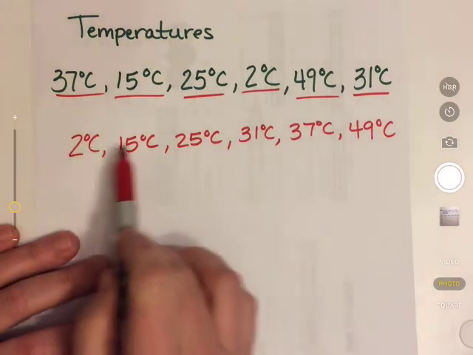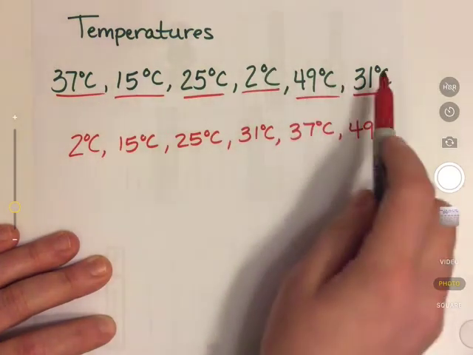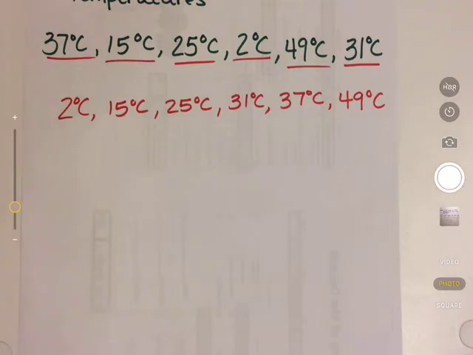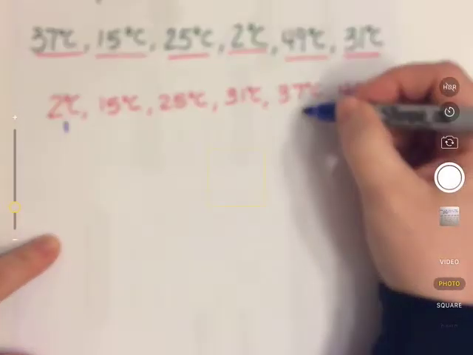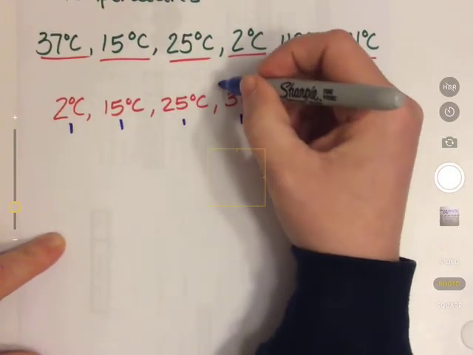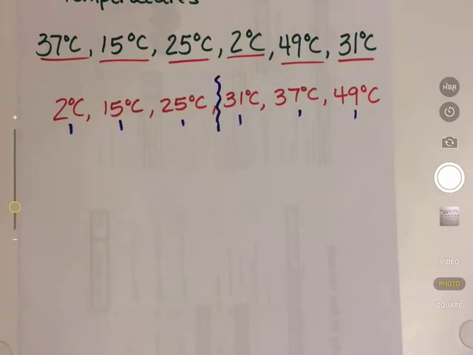I double check: 1, 2, 3, 4, 5, 6. 1, 2, 3, 4, 5, 6. So I have all my numbers. So now I want to find my middle number. So here's 1 from this side, 1 from this side, 1 from this side, 1 from this side. Oops, the middle is right here. There's not a true middle number. And this is going to happen when you have an even number of numbers.